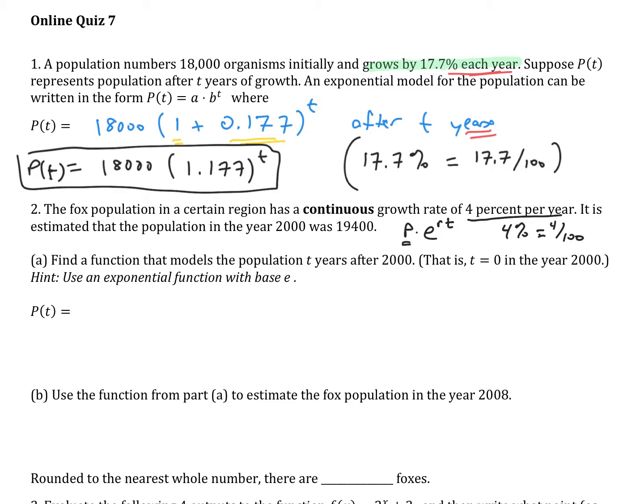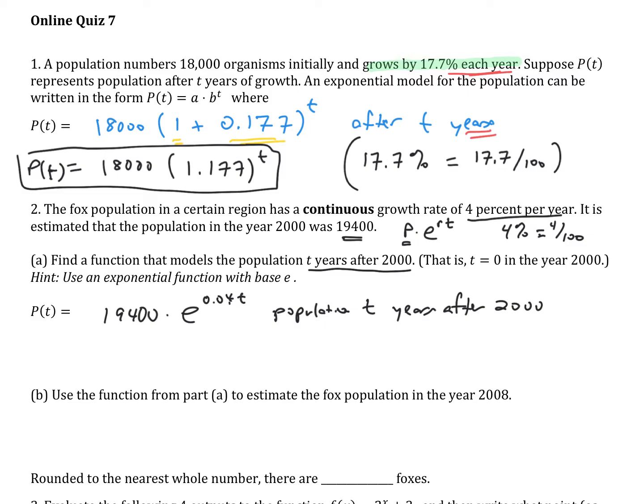So our model then is the initial amount, which we're getting from here, times e to the 0.04t, and that's going to be the population, and I'll just read it off here, t years after the year 2000.